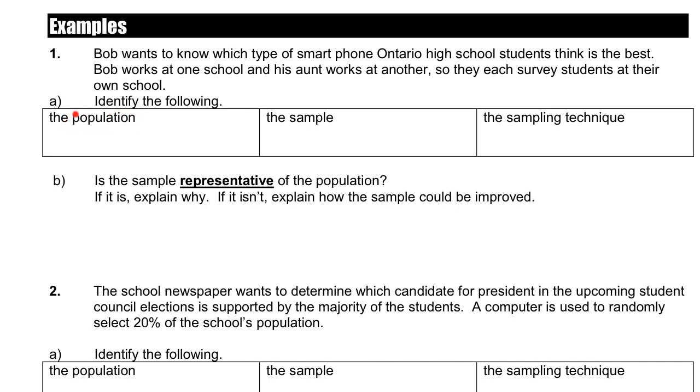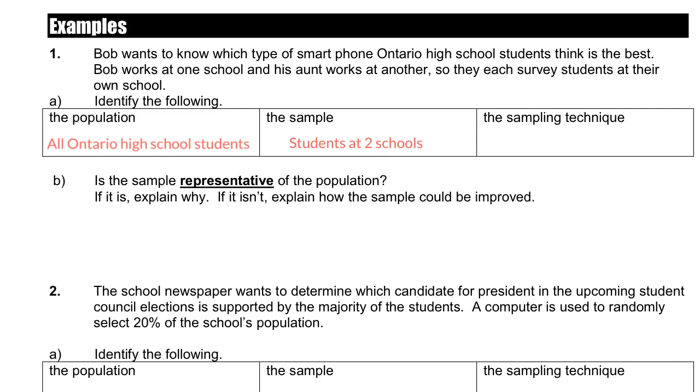So remember, the population is all the people that the data represents. So we go back to our description. Bob wants to know which type of smartphone Ontario high school students think is the best. So all Ontario high school students, that's our population. So if all the Ontario high school students are who we're interested in knowing about, well, Bob is not going to ask every single Ontario high school student. That's ridiculous. So what's the sample? Well, it says Bob works at one school and his aunt works at another, so they each survey students at their own school. So the sample is just students at two schools.